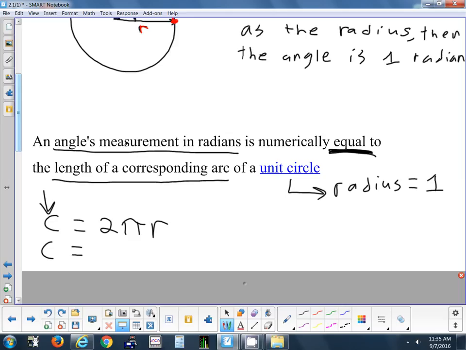Okay, how many times does 6 go into 180? 30. So the only thing I'm left with is 30 degrees divided by 1. So just 30 degrees. Any questions on that one? All right. Let's try 3 pi over 2, and that's how you'd see it written in your book.